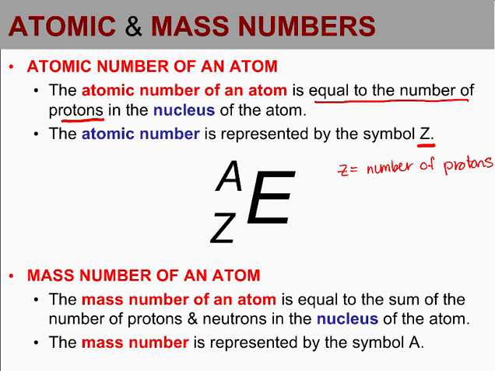And then the mass number of an atom is equal to the sum of the number of protons and neutrons in the nucleus of the atom. And that mass number is represented by the symbol A. So A is equal to protons plus neutrons.